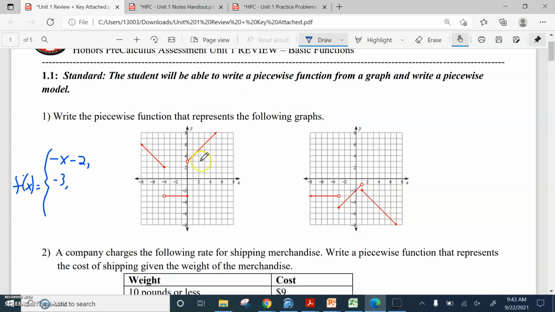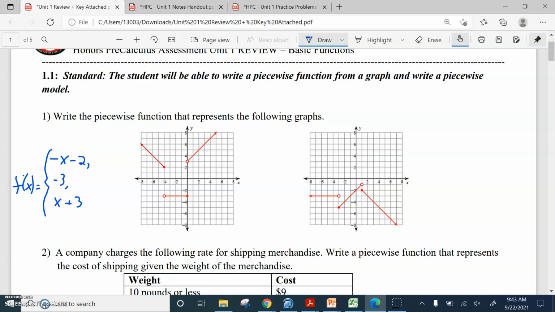The third piece of the function has a positive slope. It's heading up, up 1 over 1, up 1 over 1. And it has a y-intercept of 3. So just a slope of 1, x, plus y-intercept of 3.